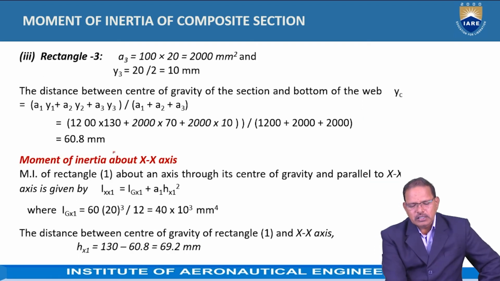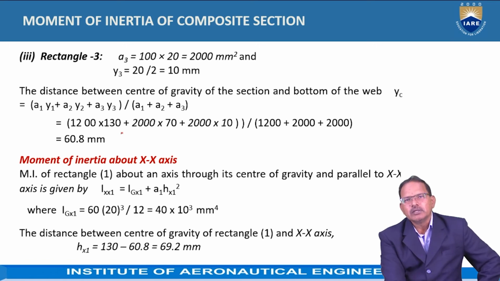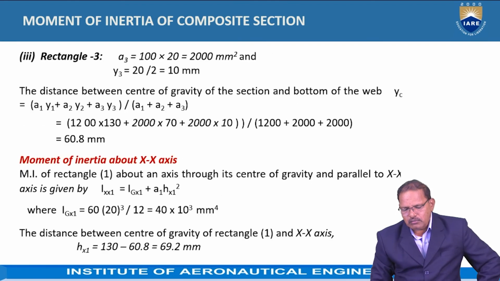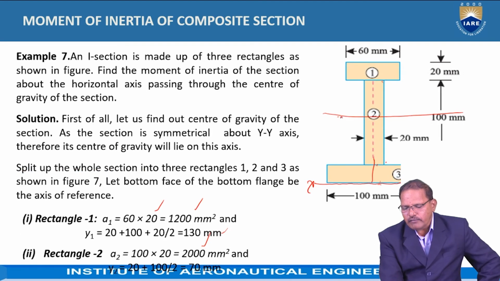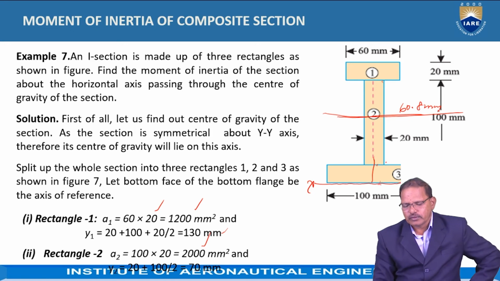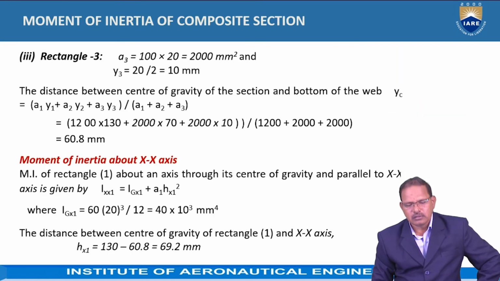Now the center of gravity is given by the equation a1 y1 plus a2 y2 plus a3 y3 divided by a1 plus a2 plus a3. On substituting the values of a1 y1, a2 y2 and a3 y3, we got yc equal to 60.8 mm. That is, the centroid lies at a distance of 60.8 mm. The moment of inertia about the x-axis is required now.